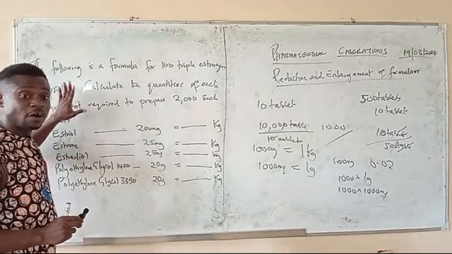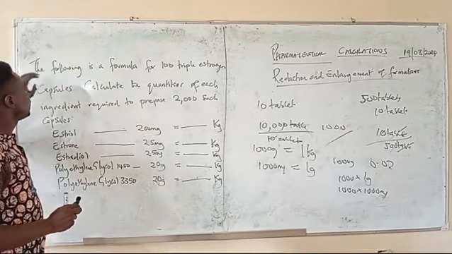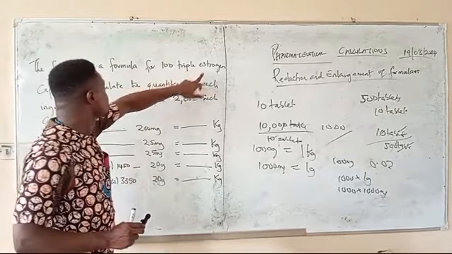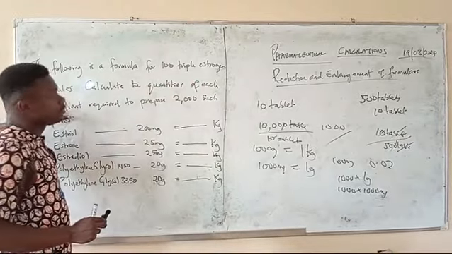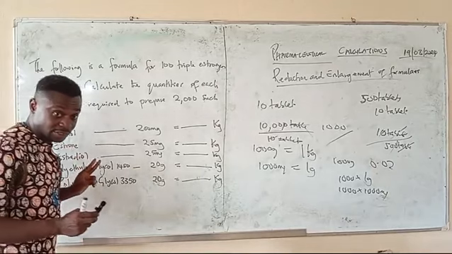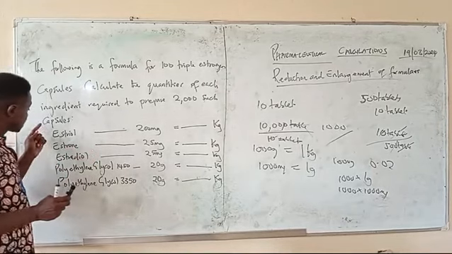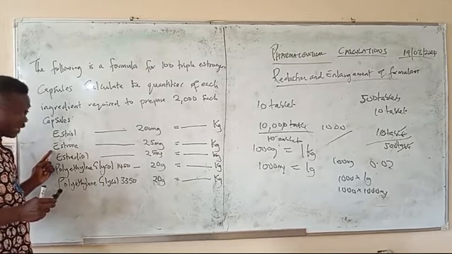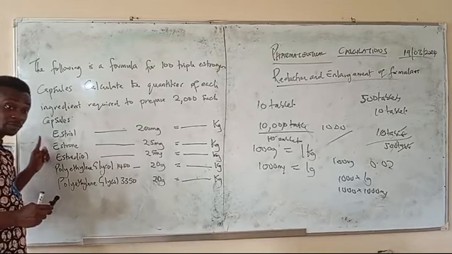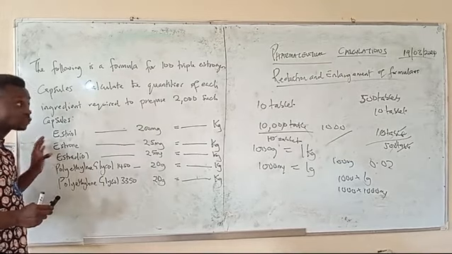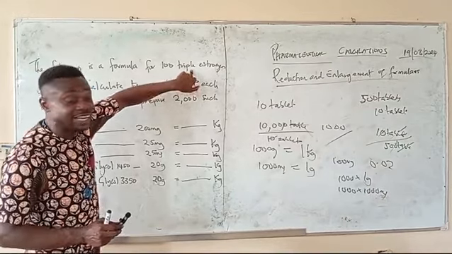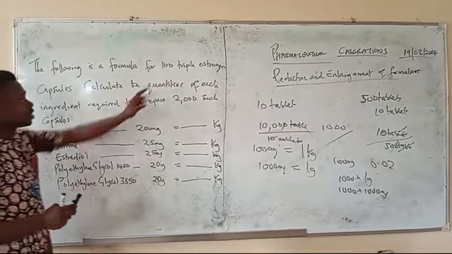Let's solve this question now. The following is a formula for 100 triple estrogen capsules. This is capsule now, right? Do you know why it is called triple estrogen? It contains estradiol, estrone, and estriol. These are estrogens. Triple: 1, 2, 3. It contains 3 of them. So don't allow this triple to confuse you. It's just telling you that there are three here, so 100 triple.